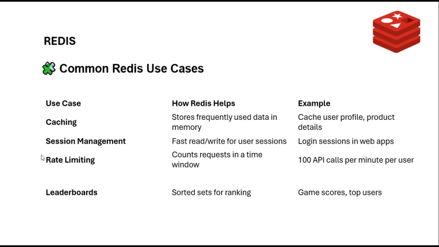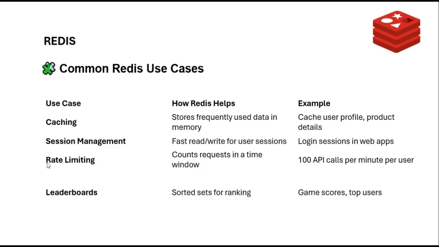These are the common Redis use cases. Primarily, it is used for caching. It stores frequently used data in the memory. For example, let's say we want to cache the user profiles or the product details, which are frequently used. It can also be used for session management, for fast read-write of user sessions. For example, you want to store the login sessions in web applications.